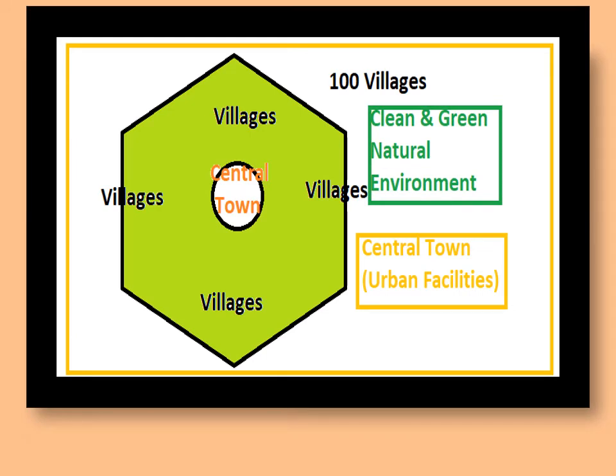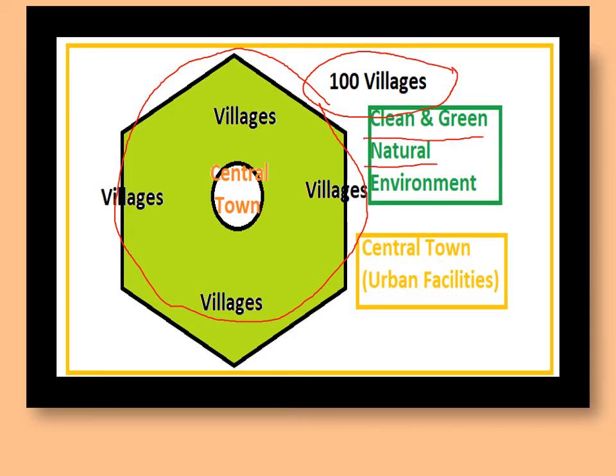Let's have a look. Suppose this is a village area. Suppose those are the 100 villages, and those 100 villages are basically clean and green in nature, very pure and very aesthetic from the environmental point of view. Those villages are selected to be converted into a smart village or a model village cluster, and a central town with a population of 50,000 is established with all urban facilities. This is the basic concept of a village cluster.